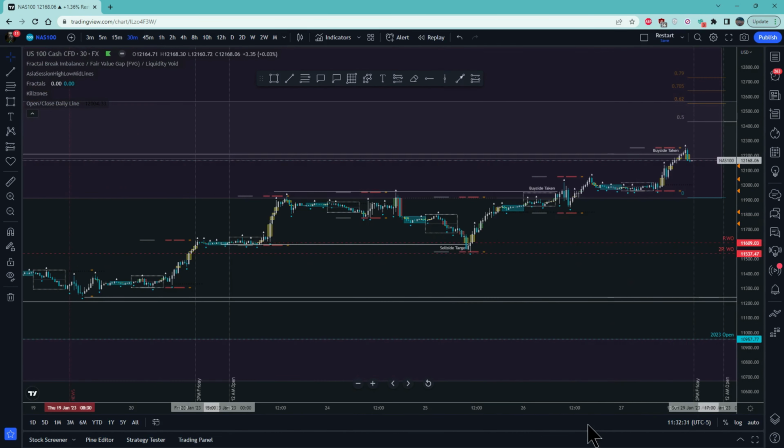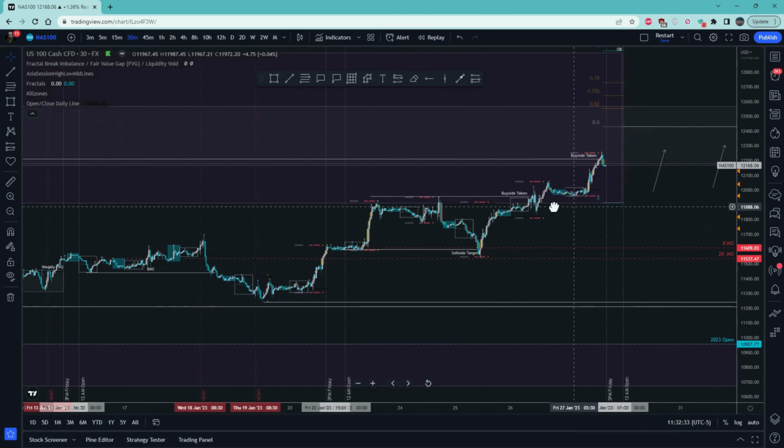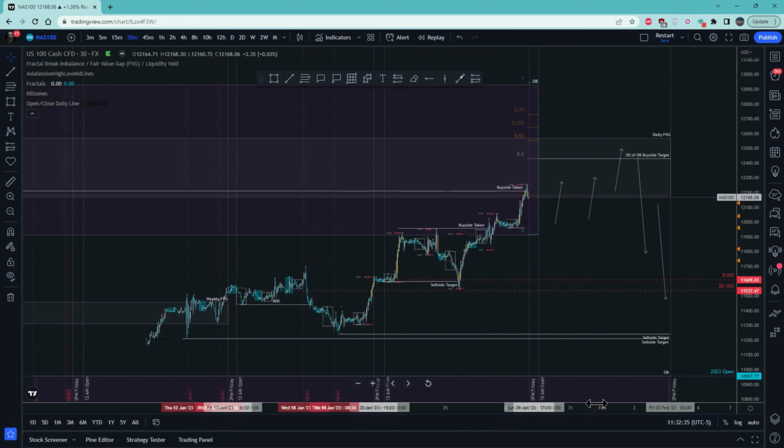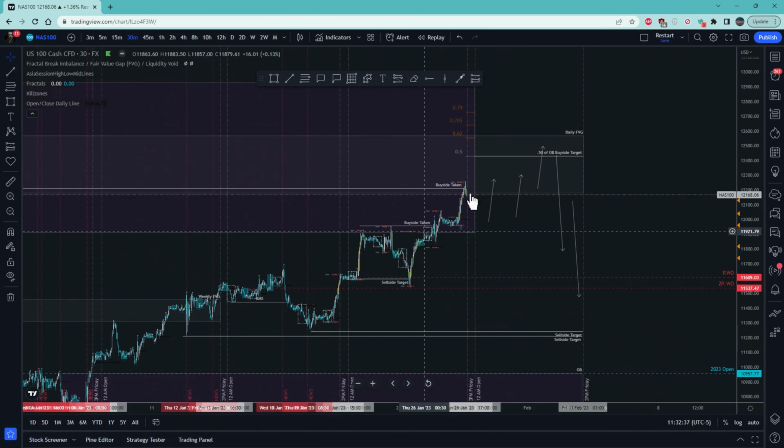Going back to the 30-minute. As you can see, I have an overall bearish bias for next week, though I do think we can continue to see some higher price action. Next week is NFP week, so we can be expecting some expansion of the current range as the week closes out on Friday.